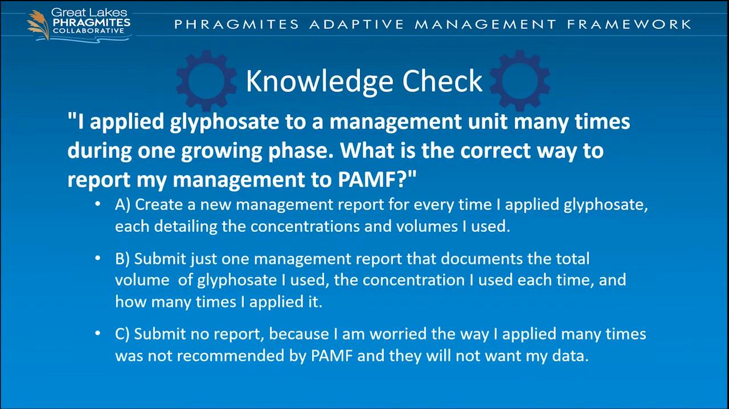We do have a quick knowledge check. I applied glyphosate to my management unit many times during the growing phase. What's the correct way to report my management actions to PAMF? A is you create a new management report every time you apply glyphosate during the growing phase. B is you submit just one management report that documents the total volume of glyphosate you use, the concentration, and how many times you applied it. Or C is you don't submit any report at all because you might have done something wrong.